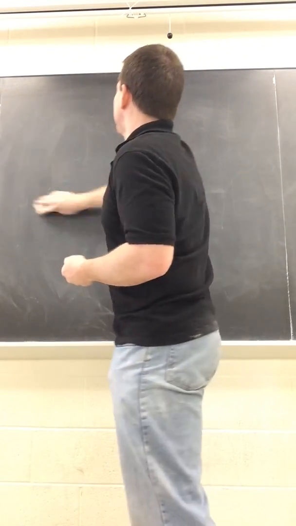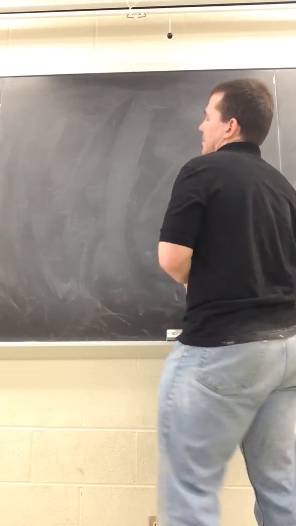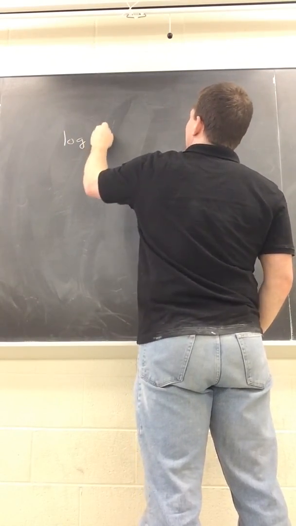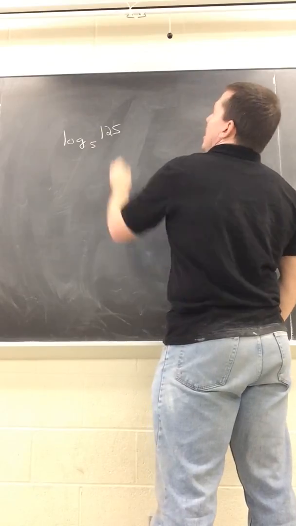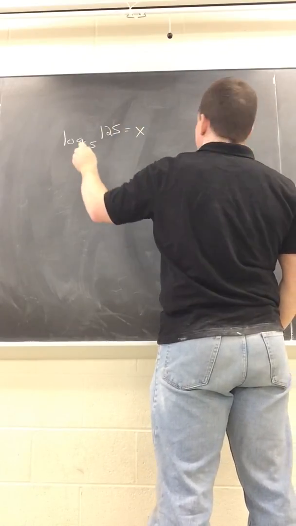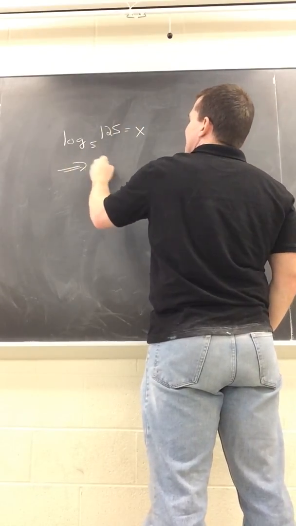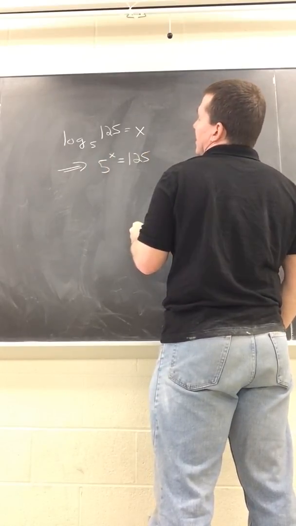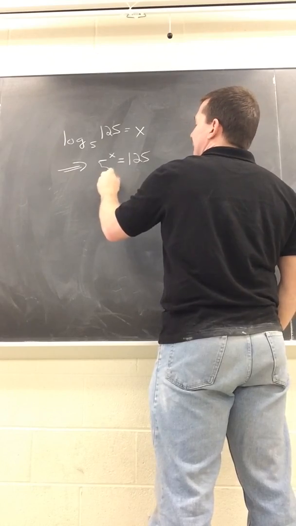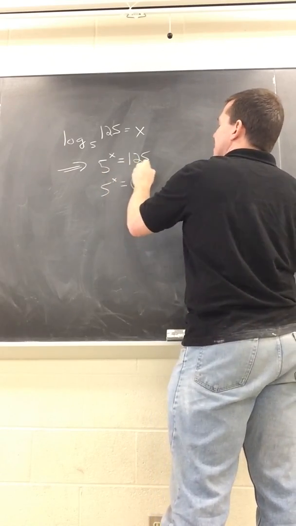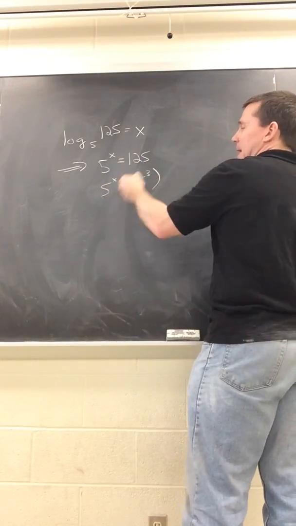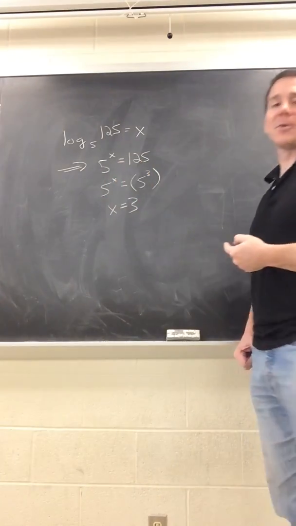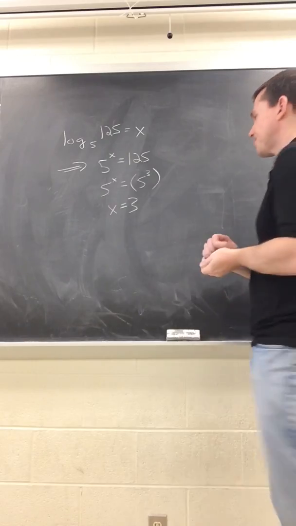So really quickly, just to do one or two of them, log base 5 of 125. Well, if that's equal to x, then by definition, that means 5 to the x equals 125. And now, just to use the property from last time, 125 is 5 cubed. So now we have 5 to the x equals 5 cubed, which means x equals 3, and we're done.